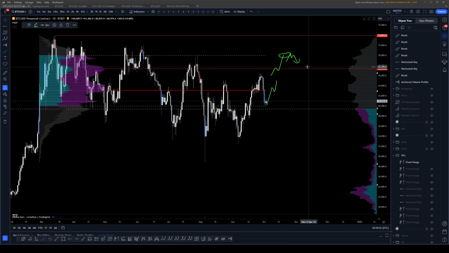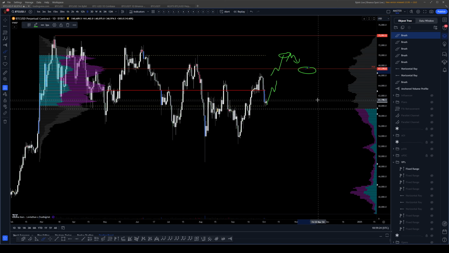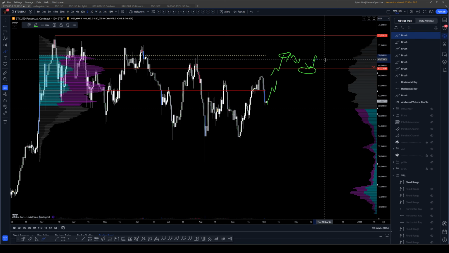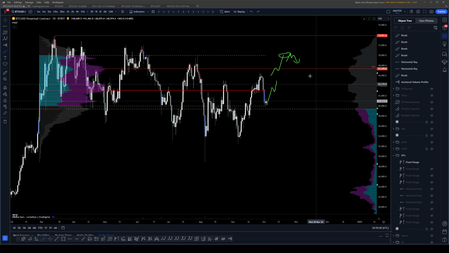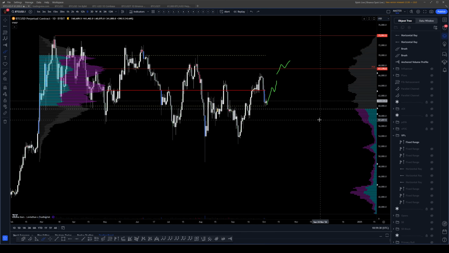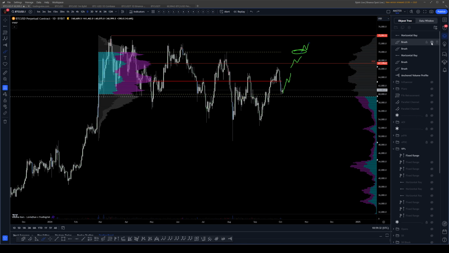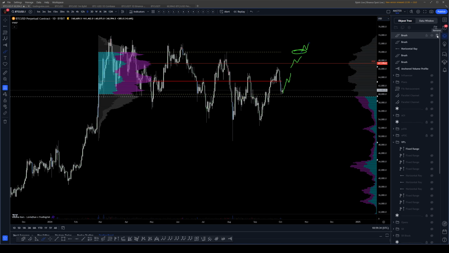And then the question becomes does this level hold to bounce back up? We don't know. We'll have to wait and see. Okay. I don't have a crystal ball. I wish I did. But that's what I'm looking for. Nice and simple.